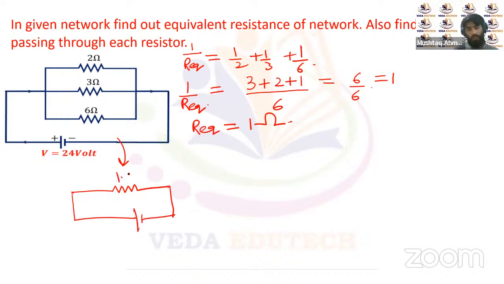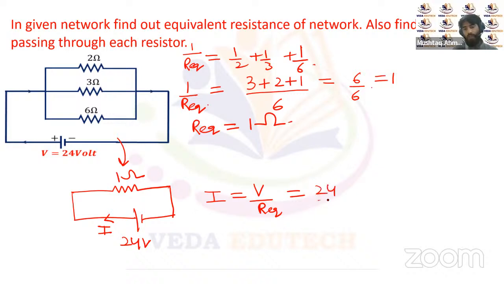This is a 1 ohm resistance here, and this is a 24-volt battery. If I is the current drawn from the battery, we can write I as V over R equivalent. V is 24 volts and R is 1 ohm, so that is equal to 24 amperes. So this is the total current passing through the battery, 24 amperes.